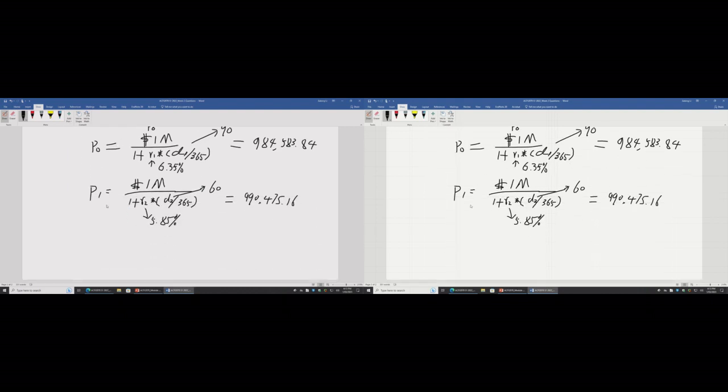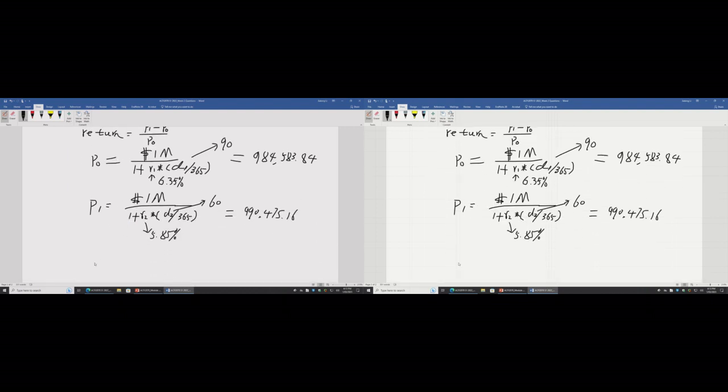All right, so we have to continue our calculation. The return will be, so we use these two numbers. We can get 0.6%.